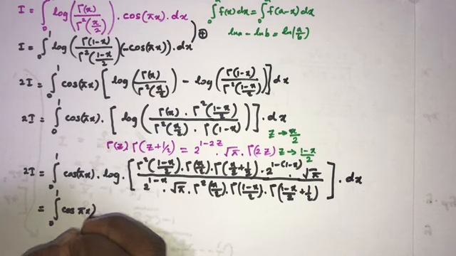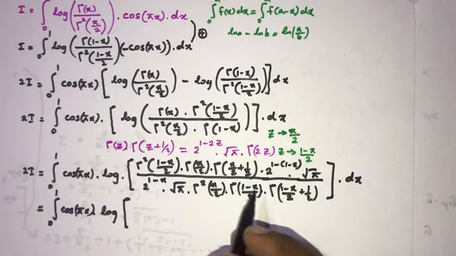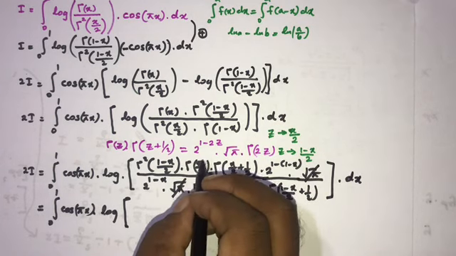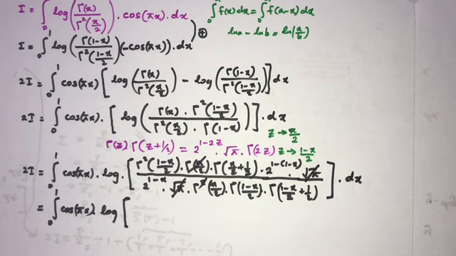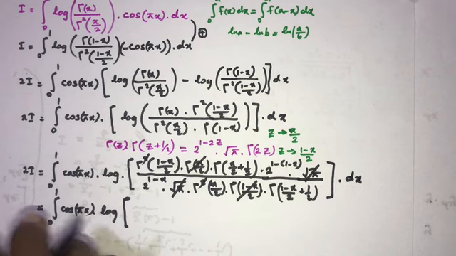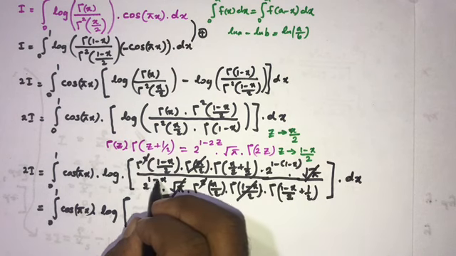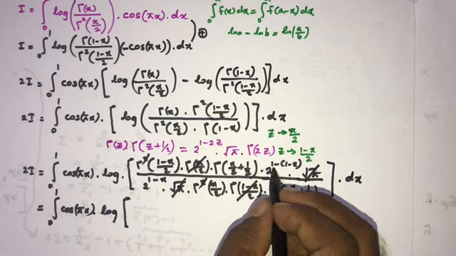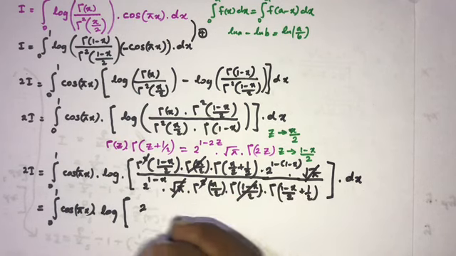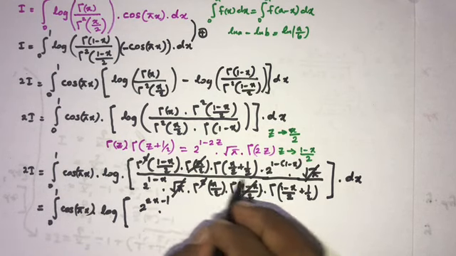Okay, now we can simplify, so then we can write integral from 0 to 1 cosine of pi x, here natural log of, now we know the square root of pi gets cancelled, also gamma of x over 2 gets cancelled, also gamma of 1 minus x over 2 gets cancelled, and now we have here 2 raised to the 1 minus x, here 2 raised to the 1 minus x, so if we simplify this we know 2 raised to the x, 2x, or 2x minus 1.